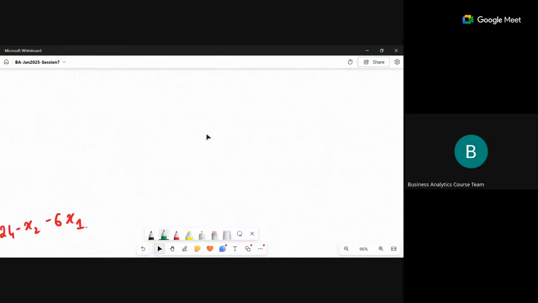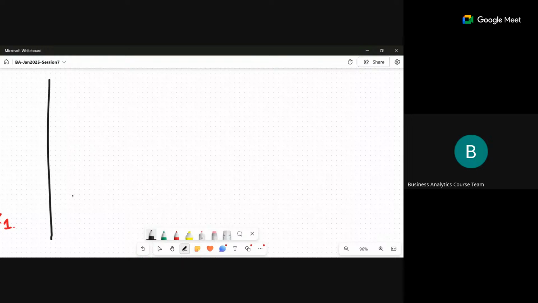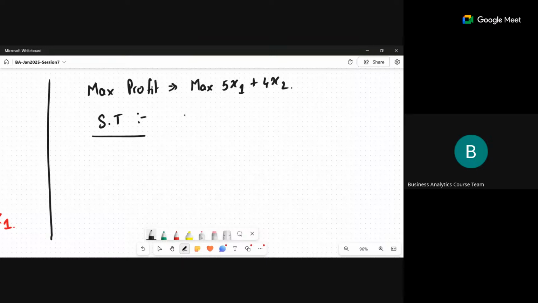So let me write all of this again over here. I want to maximize profit, which is nothing but maximize 5x1 plus 4x2, such that 6x1 plus x2 is less than or equal to 24.